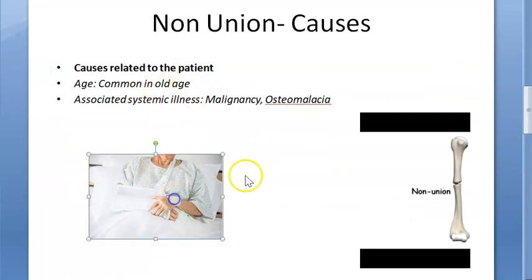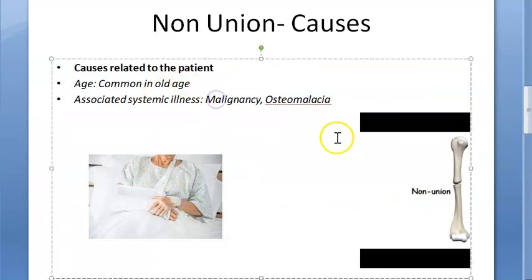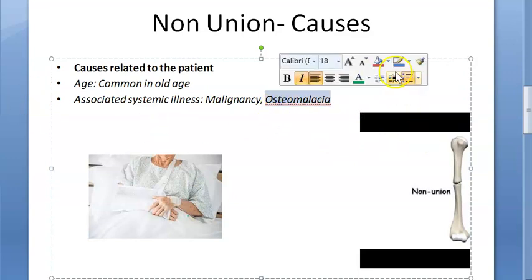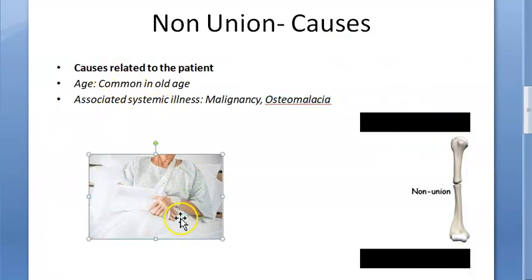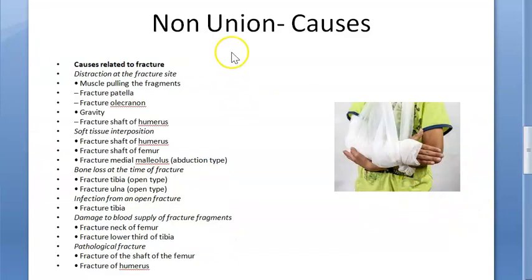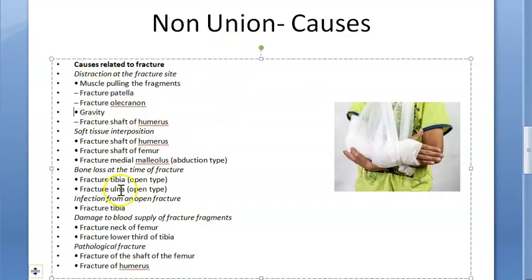Causes related to the patient. See, if the patient is old or if they have some malignancies, osteomalacia, that is, the bone is so soft, etc. Because of whatever reason, it could be vitamin D deficiency, calcium deficiency. So in these people, obviously related to the patient, there can be non-union of the fracture. Now coming to the causes related to the fracture itself. Okay, look at this.